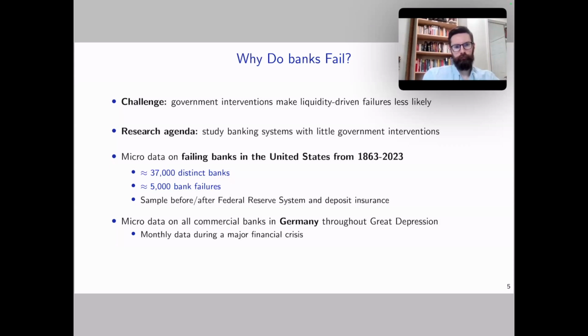And the second paper I'll very briefly mention at the end is going to use microdata on commercial banks in Germany during the Great Depression and one of the biggest financial crises in history. And the beauty of that data is this is, again, a totally unregulated banking system. There's essentially no capital regulation. There's no deposit insurance. And then we have monthly data during a major financial crisis, and we can trace the dynamics of deposits throughout that crisis.